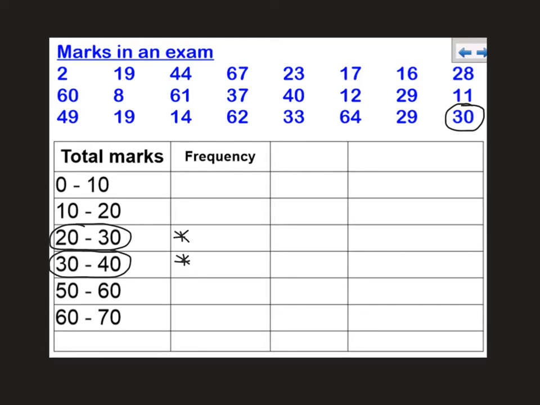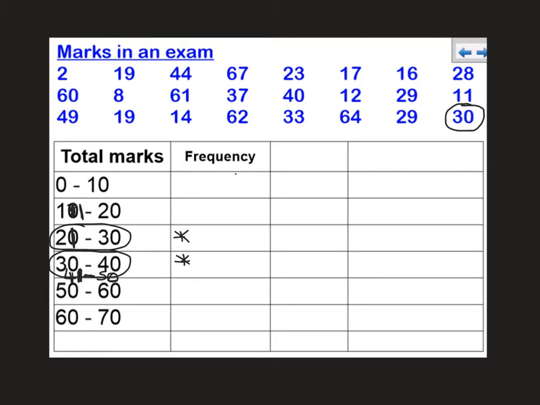We need to make sure these are really clear. So 0 to 10 will be fine, but the next one I would have to start at 11. Right, 11 to 20, the next one will be 21 to 30, and so on. Is there anything else wrong? Well, hopefully we spotted that there's a group missing. We haven't got, well, that would be 41 to 50. So we're actually missing something.